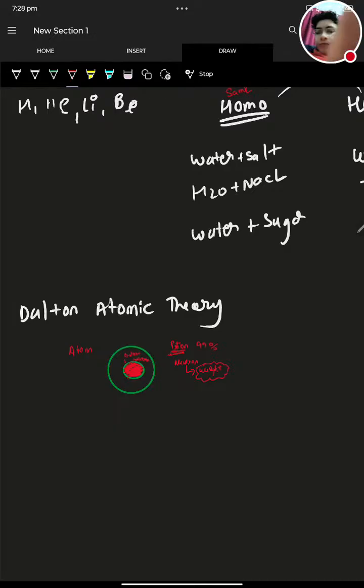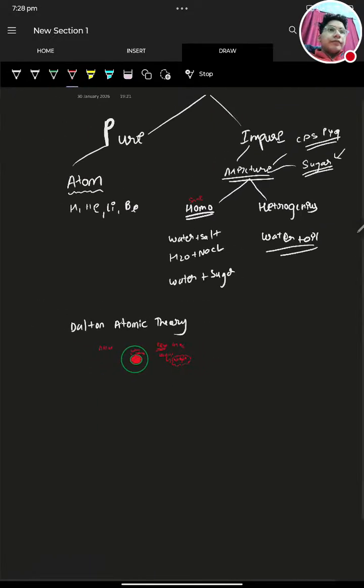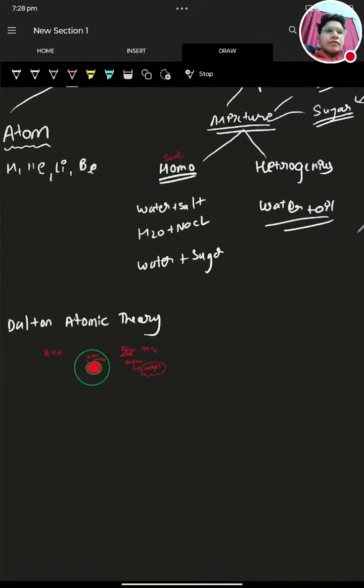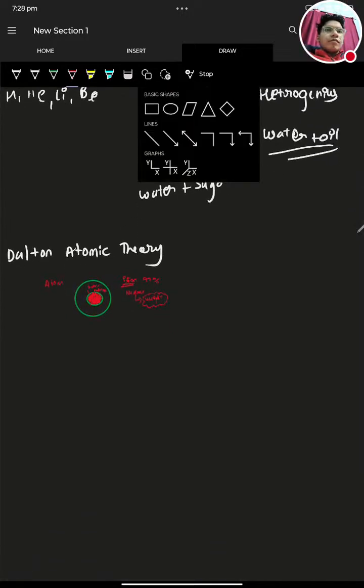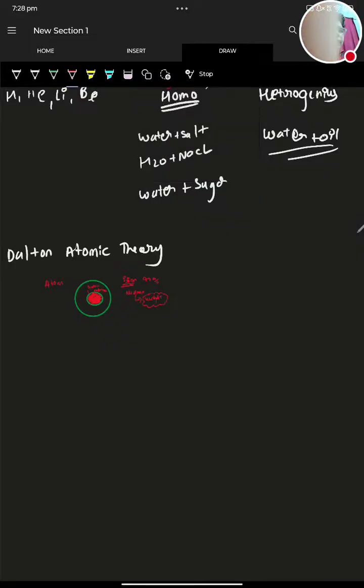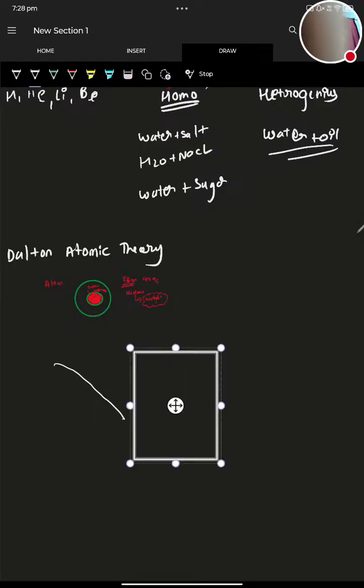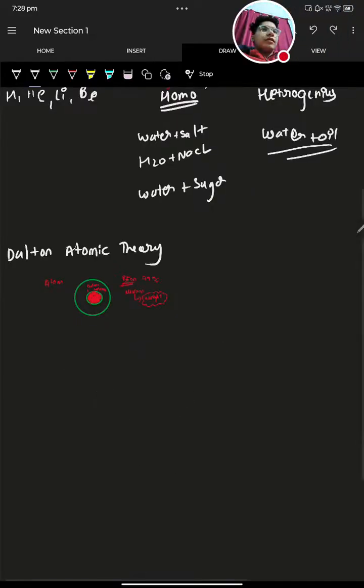Okay, that atomic theory. The flip is happening, brother.